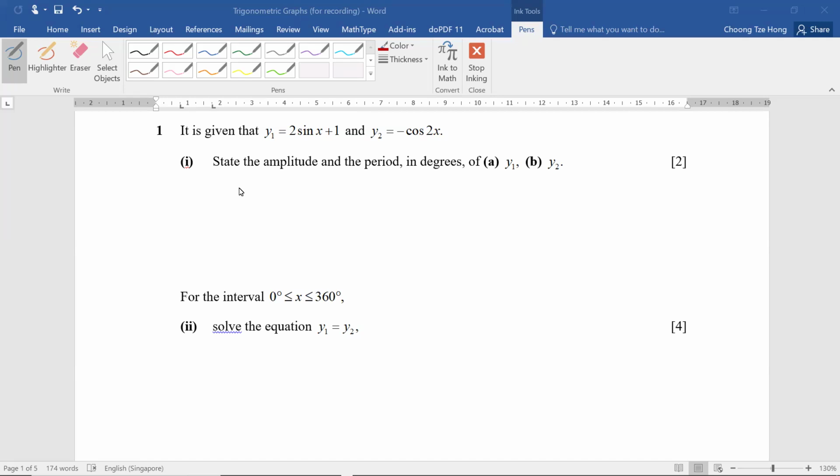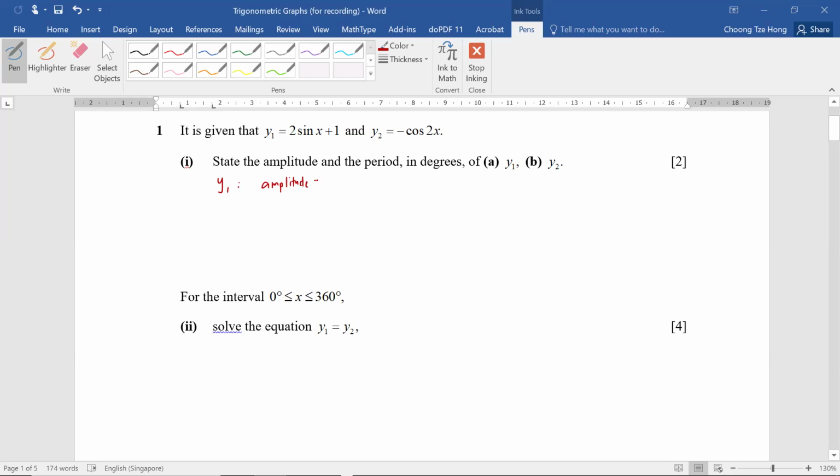It's given that y1 equals 2 sine x plus 1 and y2 equals negative cosine 2x. We need to do two things: state the amplitude and the period in degrees of A, y1 and B, y2. Let's do y1 first. So for y1, we will state the amplitude.